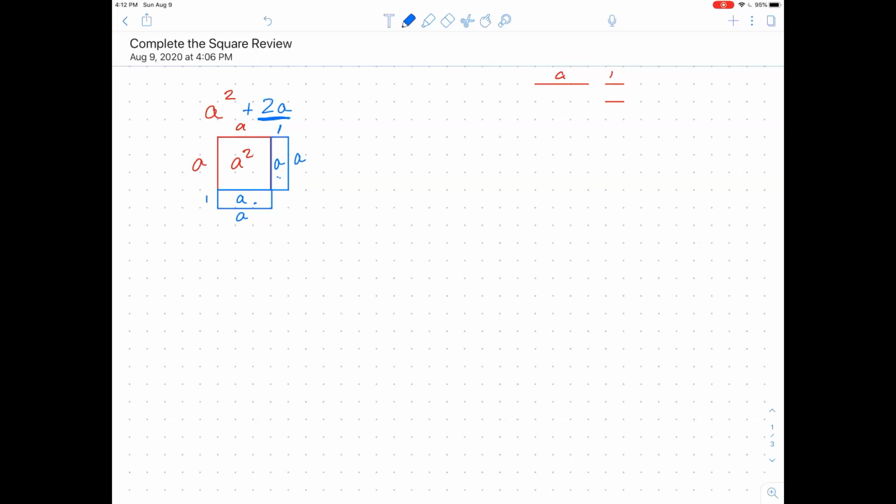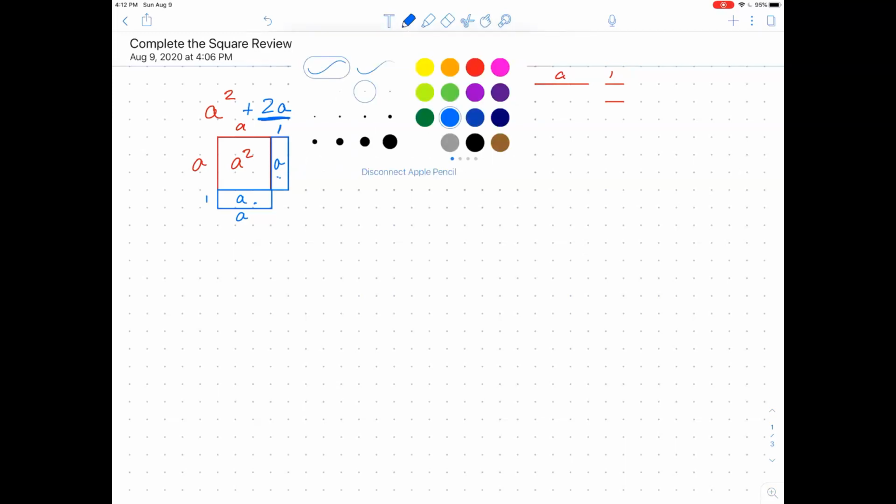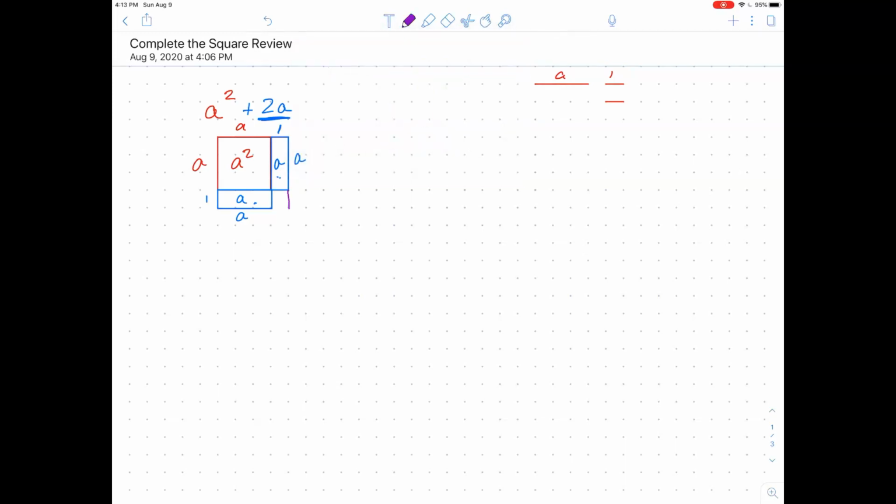But we want to complete the square. And it's not a square right now. What we're looking for is, what is this little square down here that is going to finish out the square? And so what are the measures of that? That's a 1 by 1. So that is 1 squared, and that completes the square.